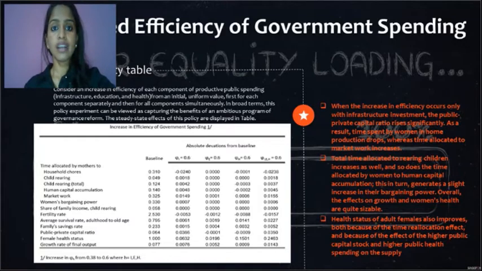Health status of adult females also improves, both because of the time reallocation effect and because of the effect of the higher public capital stock and higher public health spending on the supply. Now let's look at one more experiment that has been done.